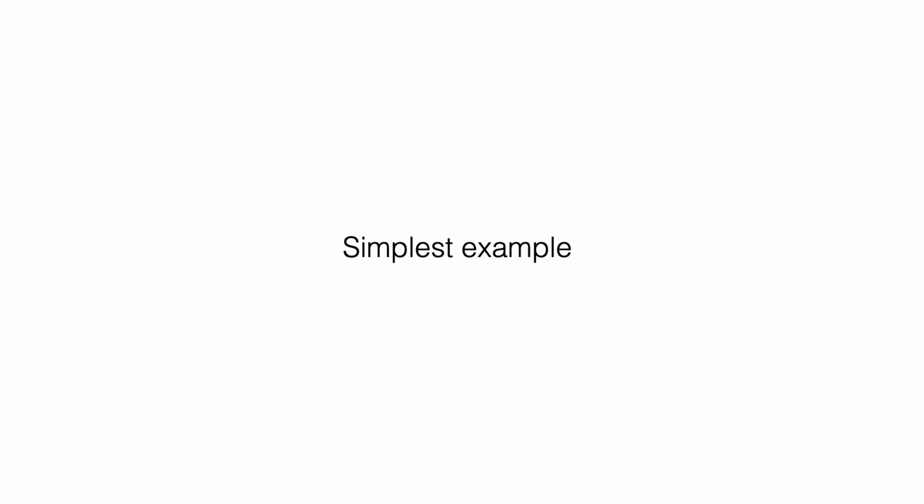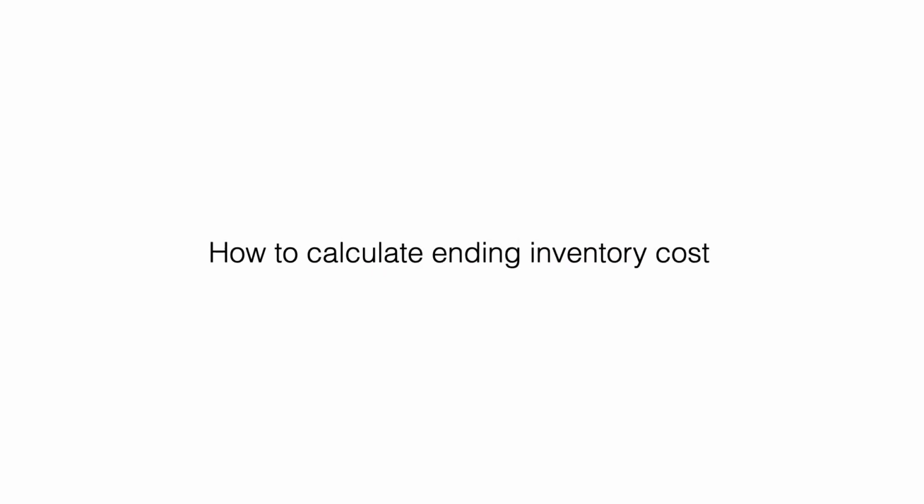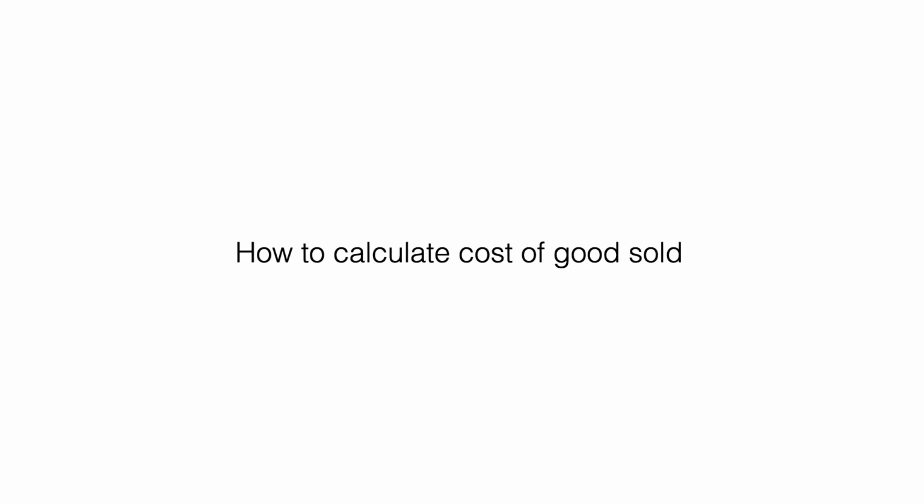Coming up, the simplest example for the periodic inventory system, and we will be using the first in, first out method. You will learn how to calculate ending inventory cost, how to calculate cost of goods sold, and how to calculate gross profit.